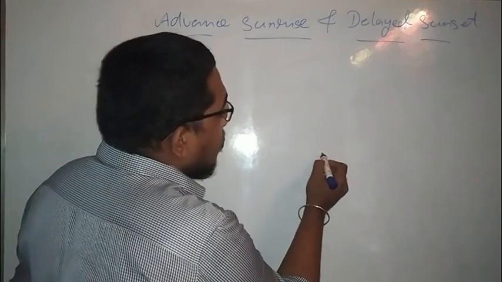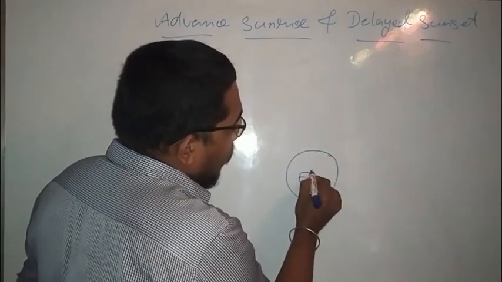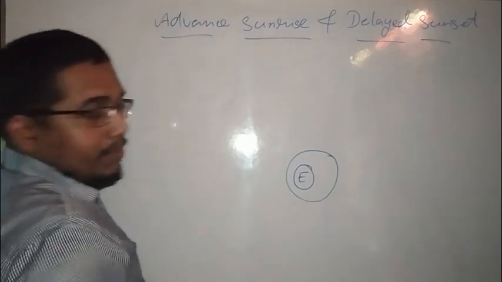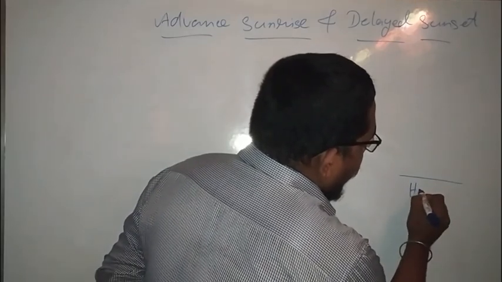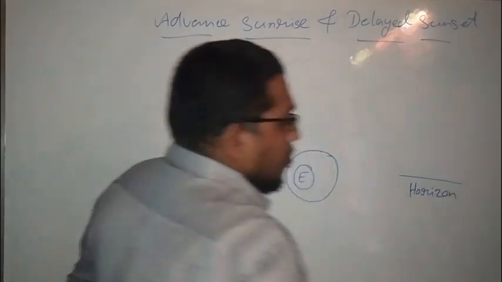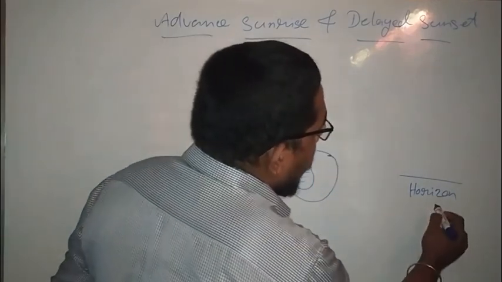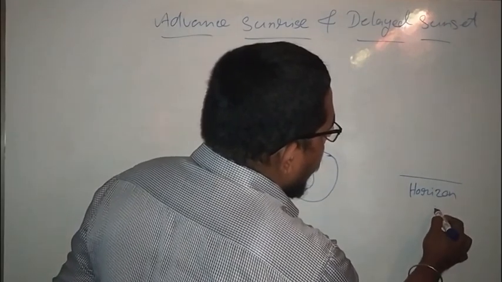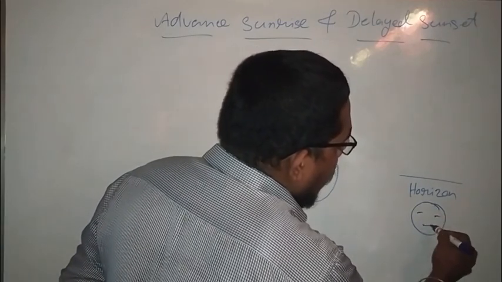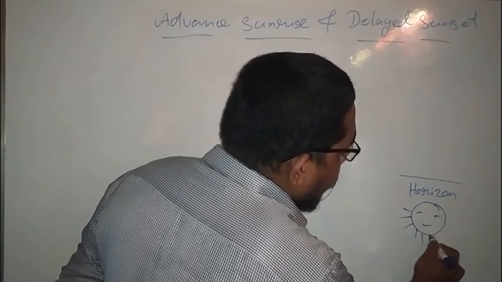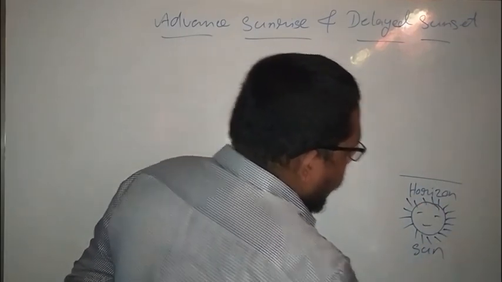For that you just consider Earth. Just imagine that it is Earth. Okay. So it is the horizon. It is called horizon. Just imagine sun is located here. Sun.